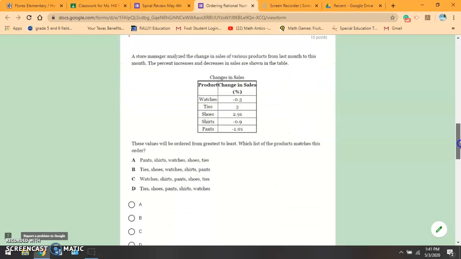Our next one says a store manager analyzes the change in sales of various products from the last month to this month.